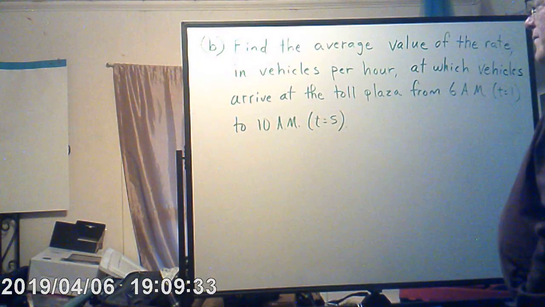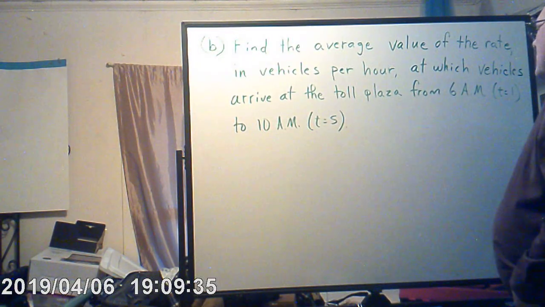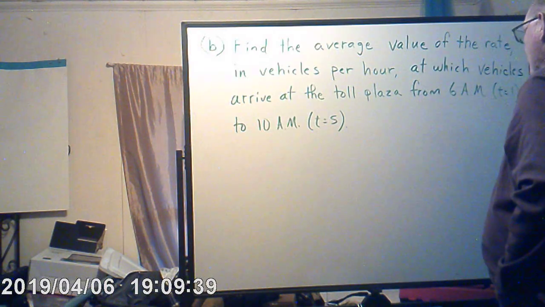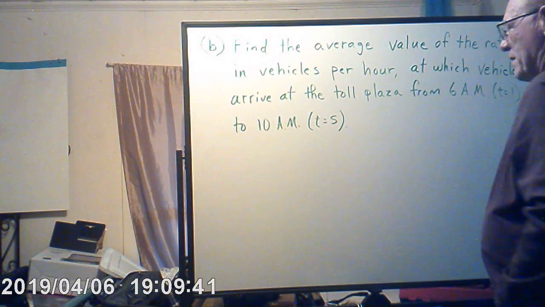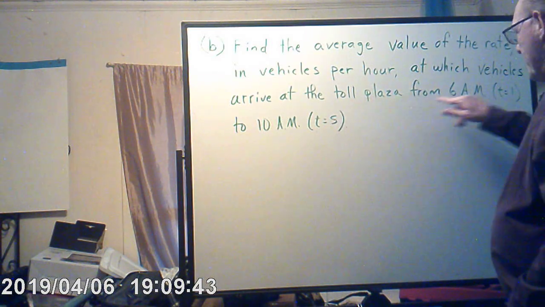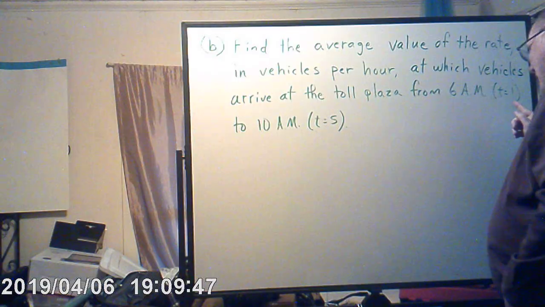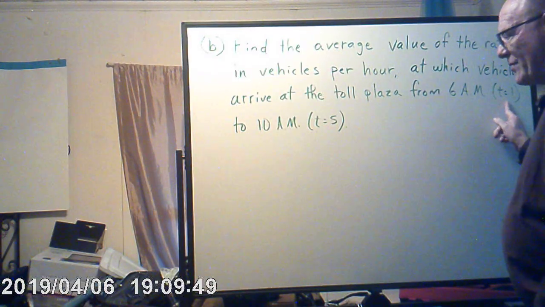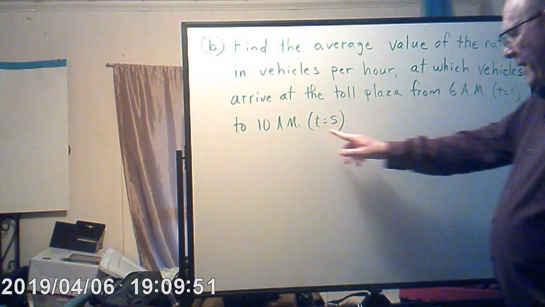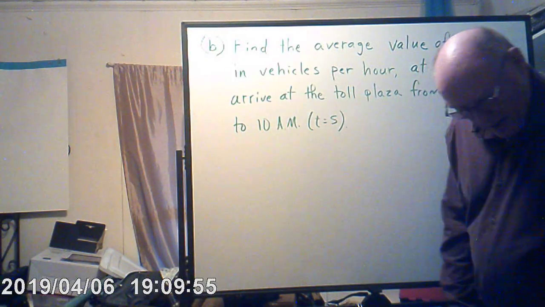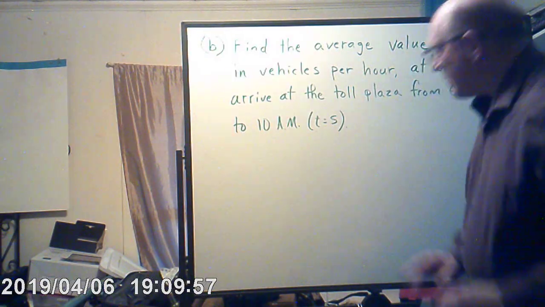Now, it says find the average value of the rate in vehicles per hour at which vehicles arrive at the toll plaza from 6 a.m., which is t equals 1. They actually even give you that. I didn't put that in myself. T equals 1 to t equals 5. Now it says average value. Alright, so average value.